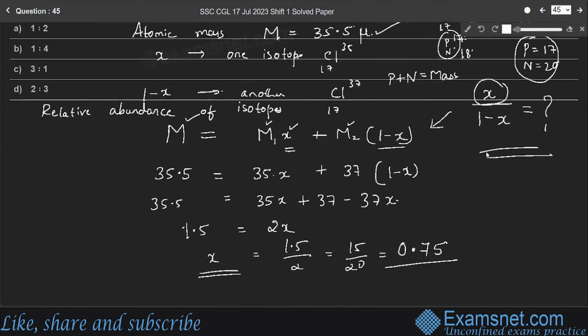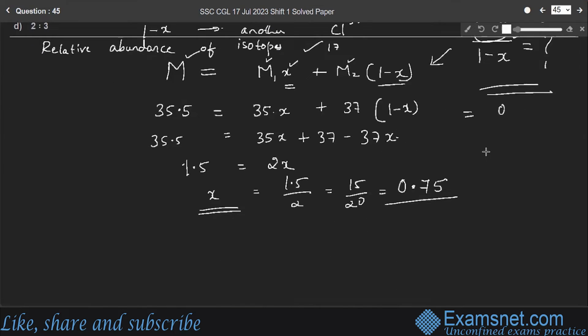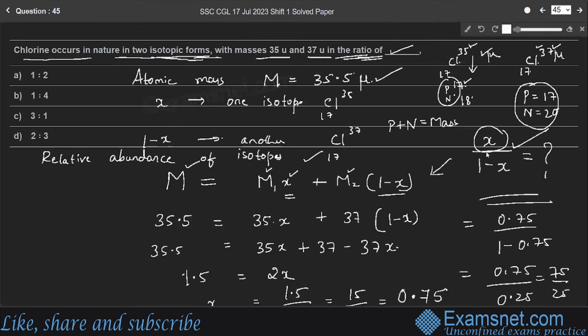one of the isotopes. So here we need the relative abundance of isotopes. Therefore, x divided by 1 minus x, here x is 0.75. 1 minus x is 1 minus 0.75. So it is 0.75 by 0.25, right? Which is nothing but 75 by 25, which is 3 by 1. So the ratio is 3:1. So the relative abundance of two isotopes of chlorine, chlorine occurs in nature in two isotopic forms, is in the ratio of 3:1. So option C is the right answer.